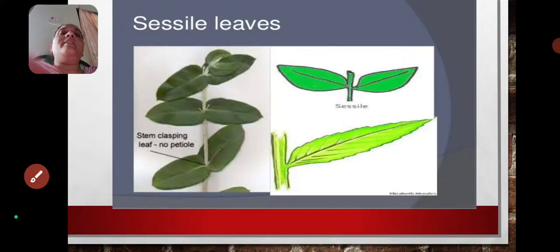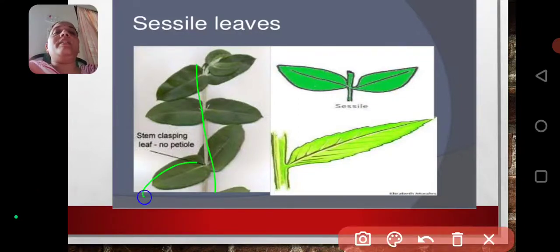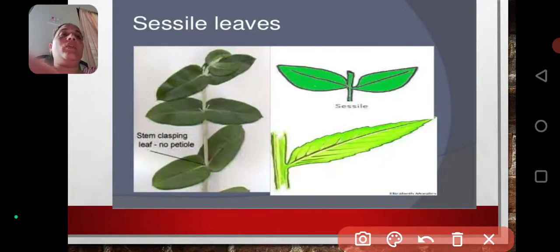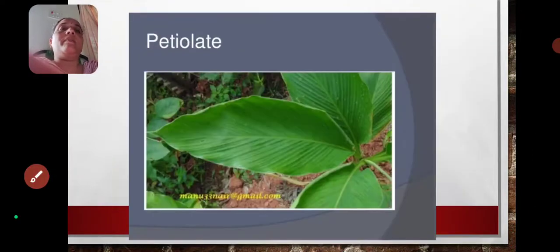So here are the sessile leaves. Just observe the drawing. This is the stem. These are the opposite leaves directly attached to the stem. This is a twig and leaves are directly attached to the stem. This is a leaf and it directly attaches to the stem. These are the sessile leaves.